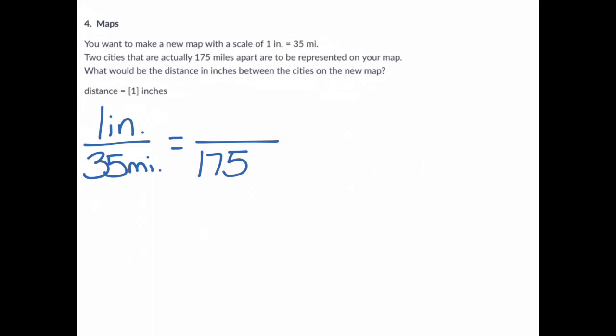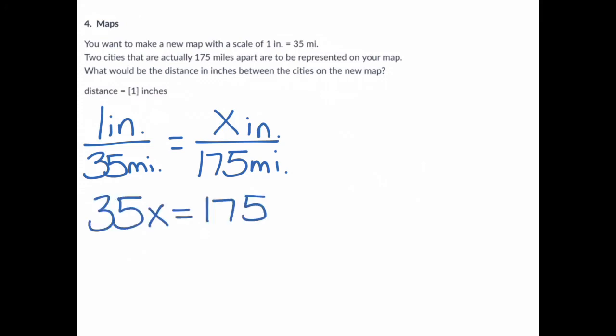And our answer is how many inches, and that's X inches for now. Then we can use the cross product property on this to get 35X equals 1 times 175. And then you can divide both sides by 35, and you will get X equals 5. The answer is 5 inches.